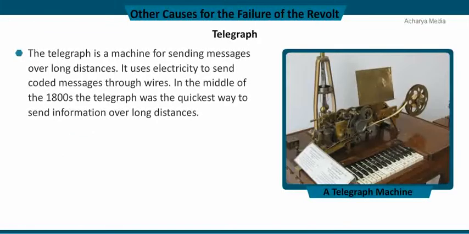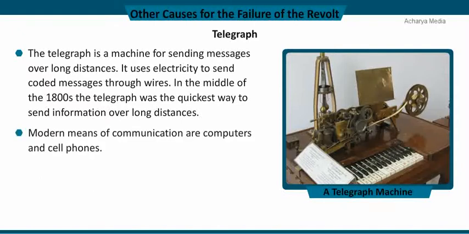Telegraph. The telegraph is a machine for sending messages over a long distance. It uses electricity to send coded messages through wires. In the middle of the 1800s, the telegraph was the quickest way to send information over long distances. Modern means of communication are computers and cell phones.